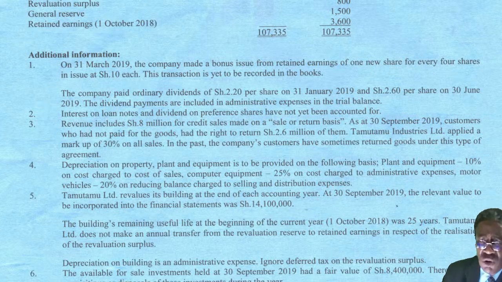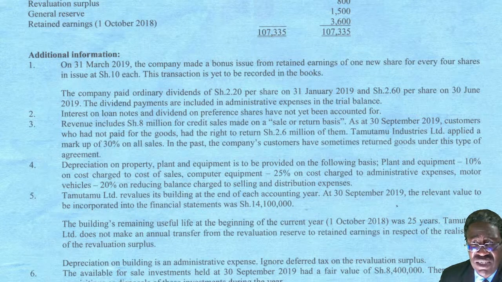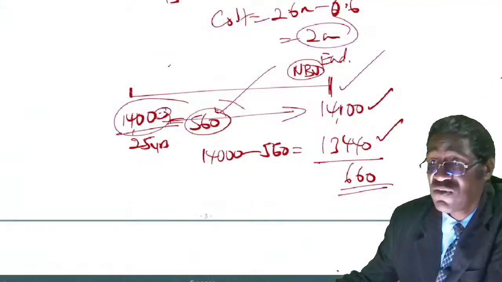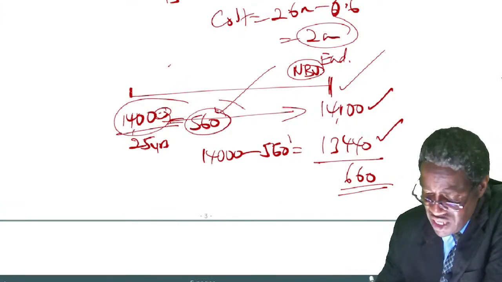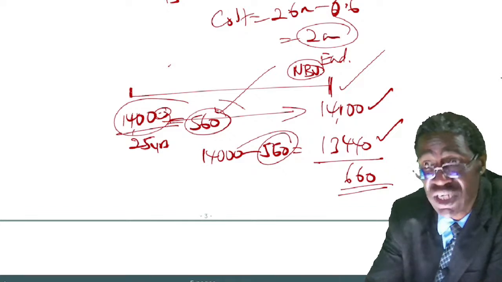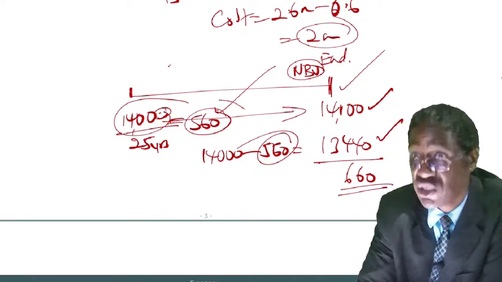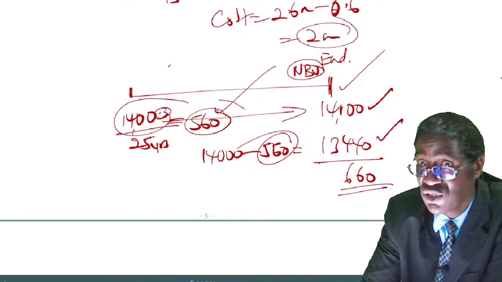The company, Tam Limited, does not make an annual... No. Somewhere they told us something. Good. The next sentence, the last sentence in note 5: depreciation on the building is an administrative expense. Good. So this 560, we shall consider it again as an admin expense. We shall consider it as an admin expense. Are you there now? Good.